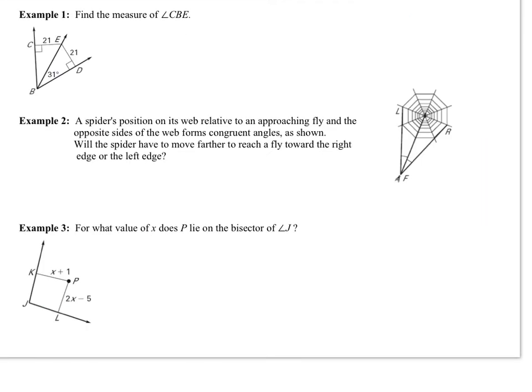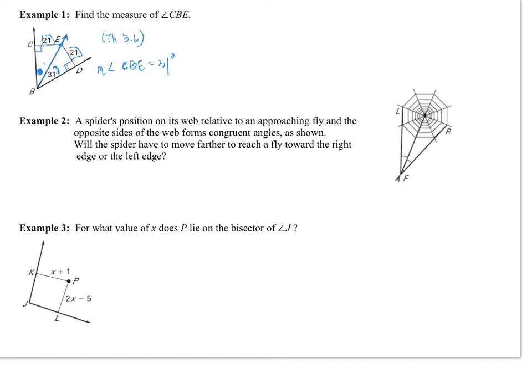Example 1. Find the measure of angle CBE. So we want to find this one. Now, by theorem 5.6, we know that point E lies on the angle bisector of angle CBD, because this point is equal distance from each side, 21, and it's also perpendicular. So angle CBE must also equal 31 degrees, because 31 degrees is given to us here.